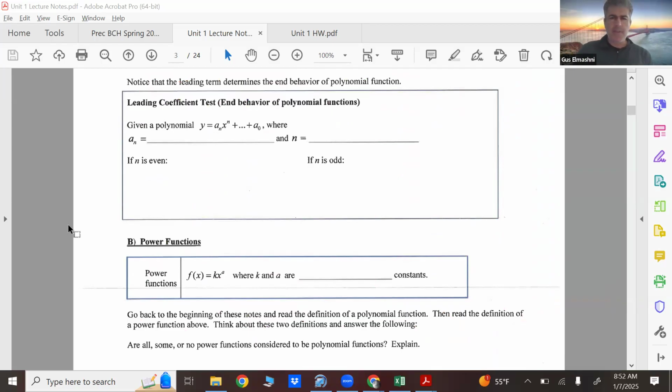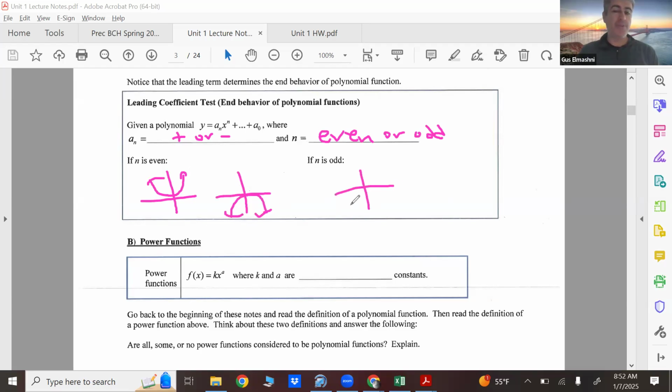Okay, let's look at the next one. So again, a sub n, if that's the leading coefficient, we're looking at whether it's positive or negative. And here we're looking at whether it's even or odd. So this is just kind of repeating what we just wrote. So if n is even, your graph could look like this. Kind of like the arrows go in the same direction, if that makes sense. Odd, the arrows are at odds with each other, going opposite direction, if that makes sense.